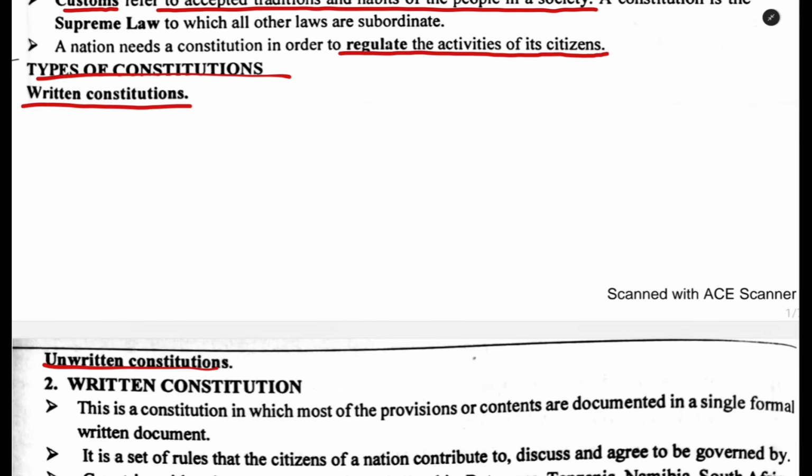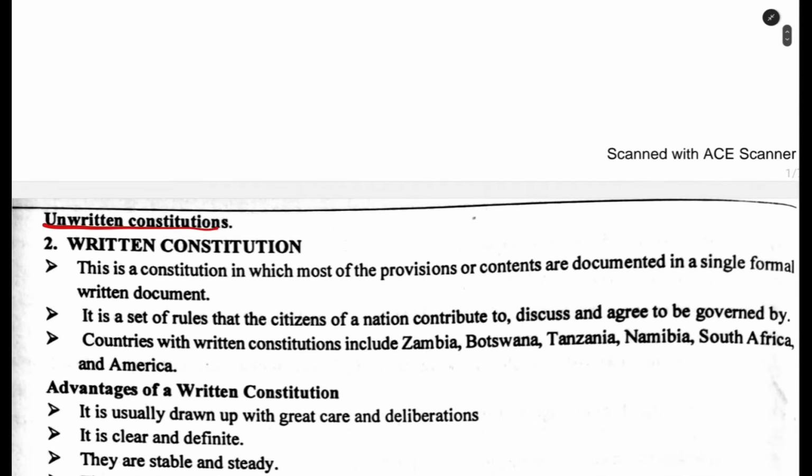And at this point, let me also give you a possible question that you can expect on essay questions, as we are going to discuss how to write all that. One of the questions you can expect is, describe or explain the types of constitutions. Okay? So on the types of constitutions, we are going to start by discussing the written kind of the constitution.